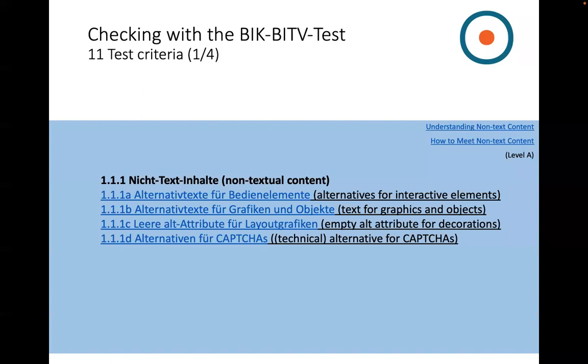Then CAPTCHAs, already mentioned. For CAPTCHAs, you also need an alternative, but not a text. You have to provide a technical alternative. So it's very important that people that cannot see don't have to identify a picture or what's on the picture to get into a login area or to send a form, because they would just not be able to, and this is something that should not happen. You're using CAPTCHAs for finding out if there is a real person, but the real person, of course, should be able to solve this CAPTCHA. So provide a technical alternative for this.